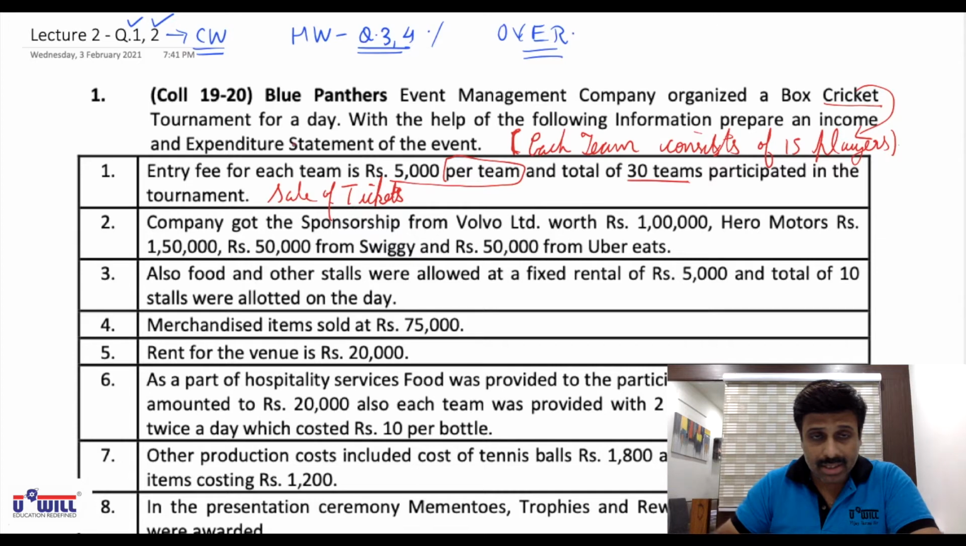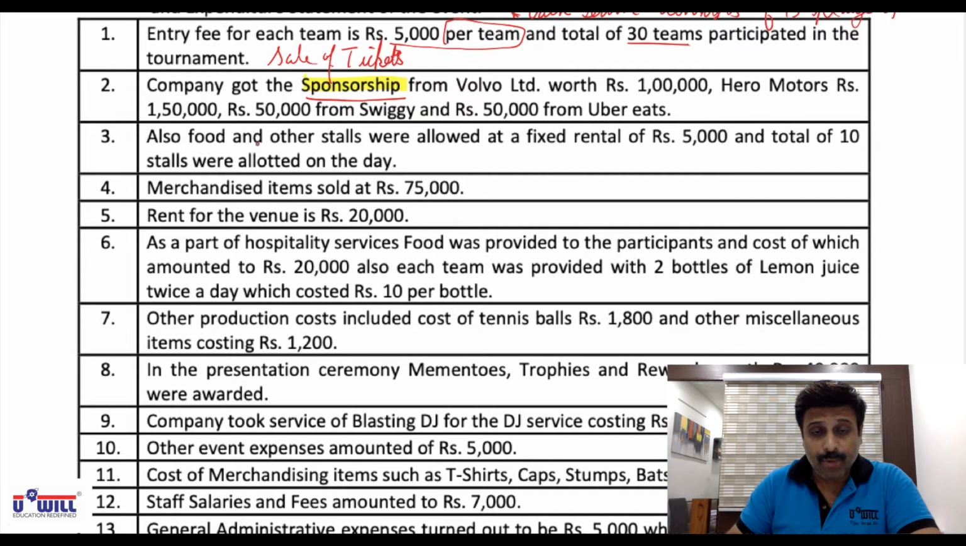Then company got the clearly given sponsorship, so we'll take it in sponsorship itself. Okay, MOST, S stands for sponsorship. From Volvo Limited 1 lakh, Hero Motors 50,000, from Swiggy 50,000 and Uber Eats 50,000. Food and other stalls were allowed at a fixed rental of 5,000 per stall. 10 stalls were allotted on that day.